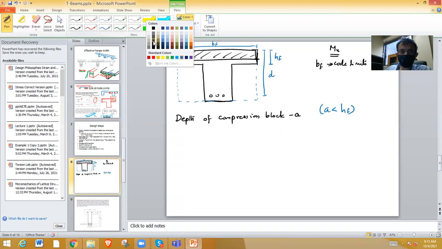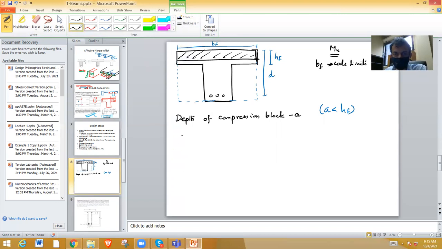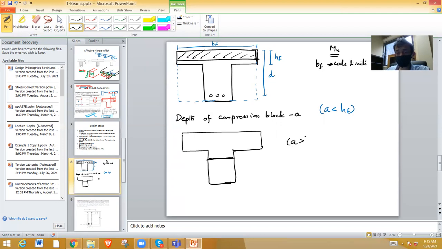Now, if our compression block is beyond the flange, that means a is greater than hf, then you will divide into two parts.